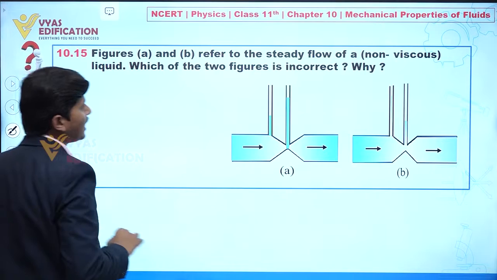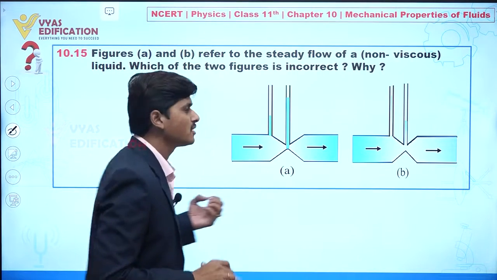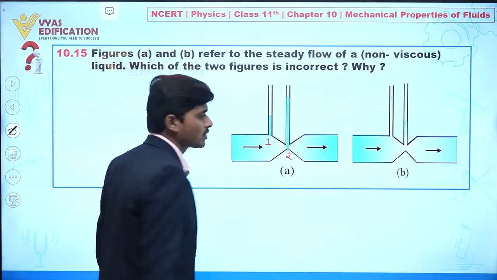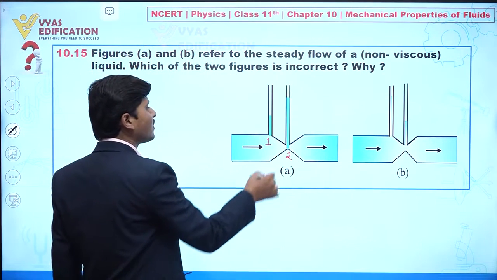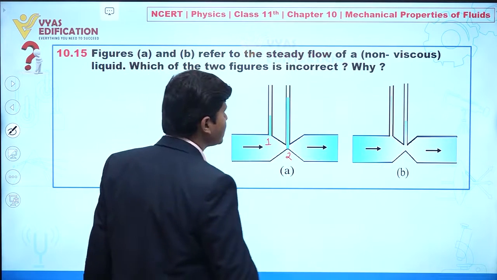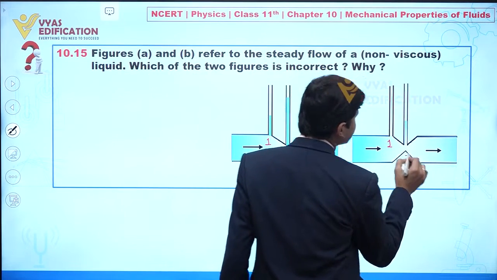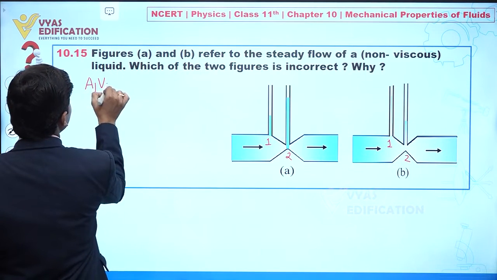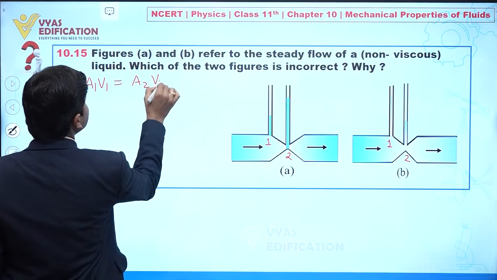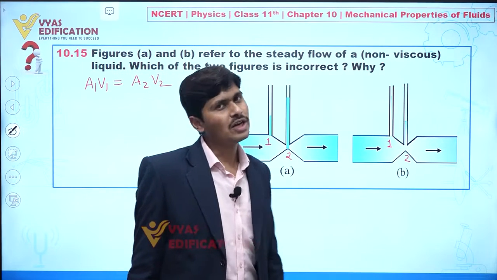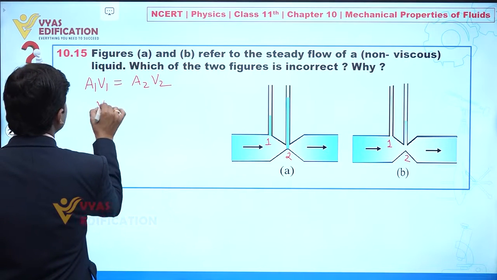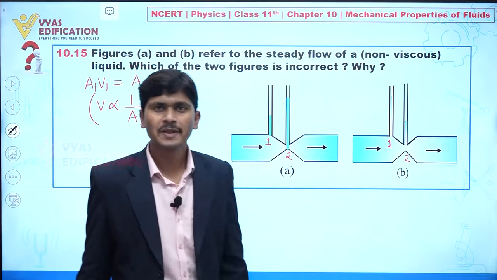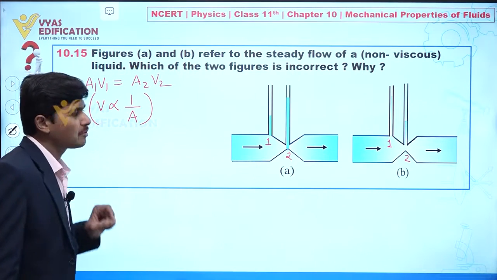Now if you observe both the figures, first of all let's suppose this one we have 1 section, this is 2 section, clear, or you can say here we are getting 1 1 dash and this is 2 2 dash, clear. Same we are taking this one is 1 and this one is 2, clear. Now actually you know for a non-viscous liquid, if we apply here continuity equation, we can say A1 V1 is equal to A2 V2, clear, or you can write like this, that velocity is inversely proportional to area, clear to everyone.